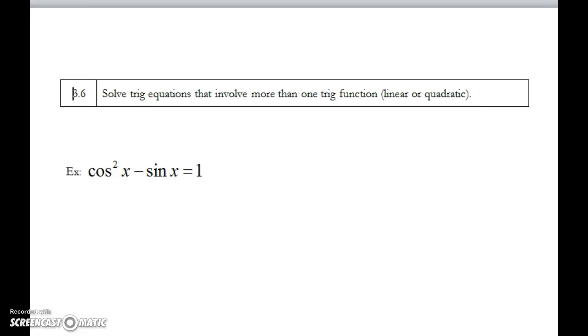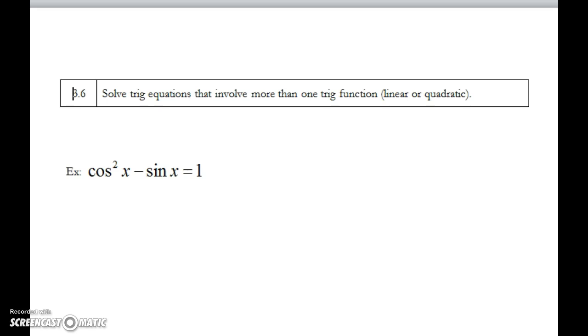Standard 3.6, solve trig equations that involve more than one trig function. All right, so for our first example, if you take a look, we have both cosine and sine in our equation. This is not going to be possible to solve until we convert everything to sines or everything to cosines.